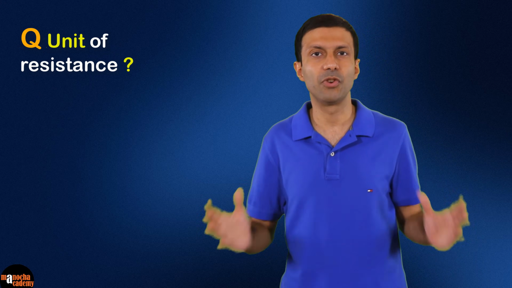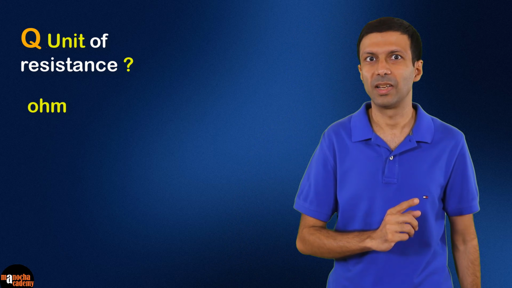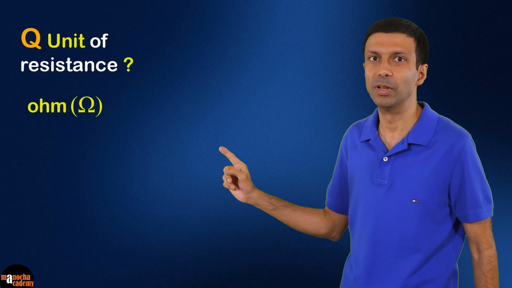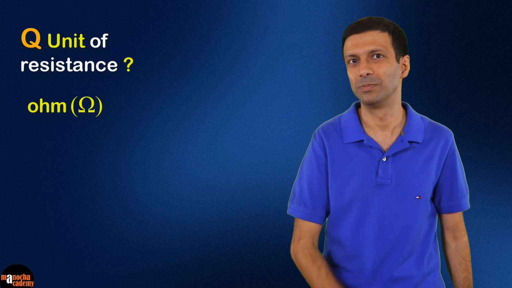Now, what is the unit of resistance? That's right, Ohm. It's denoted by this omega symbol. And it's easy to remember. Ohm's law and the unit of resistance is Ohm.